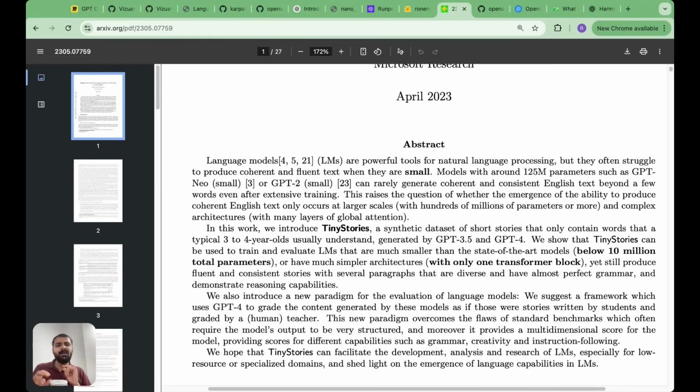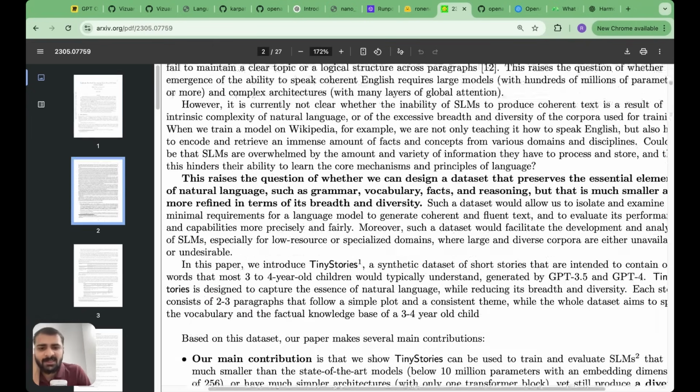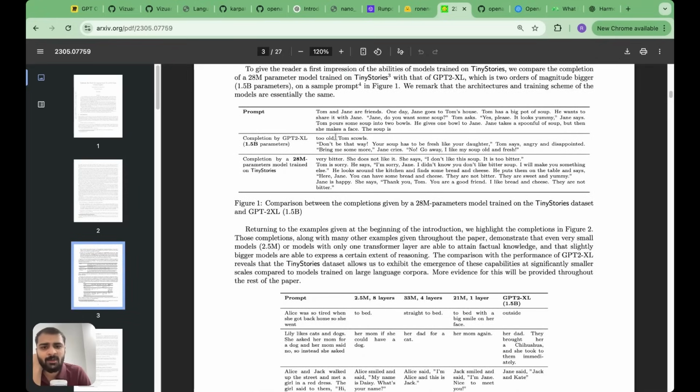Because let's say in the English language, Mary kicked the ball: subject, verb, and object, right? That syntax will still be preserved when we are considering a story for a 3 to 4 year old kid. So there are a lot of patterns for the model to learn, right? So they created such a tiny stories data set. Let me show you how one such story looks.